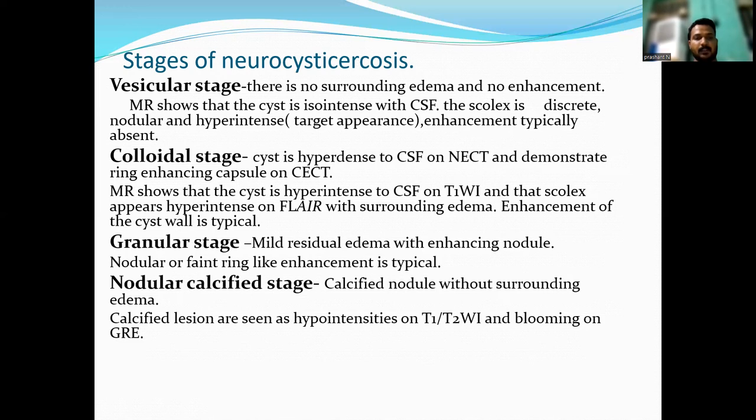In the colloidal stage, the cyst is hyperdense to CSF on CECT and demonstrates a ring-enhancing capsule. MR shows the cyst is hyperintense to CSF on T1 weighted images, and the scolex appears hyperintense on FLAIR with surrounding edema, and enhancement of the cyst wall is typical. In the granular stage, there is mild residual edema with an enhancing nodule, and nodular or faint ring-like enhancement is typical. In the nodular or calcified stage, the nodule has no surrounding edema, and calcified lesions appear hypointense on T1 and T2 weighted images with blooming on GRE.